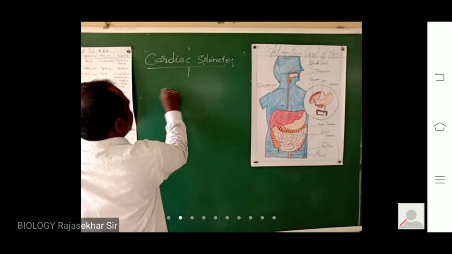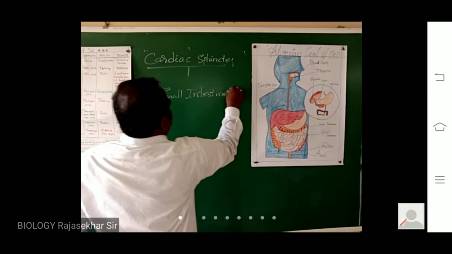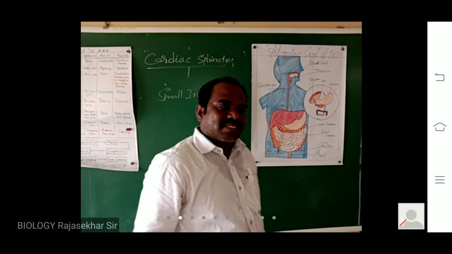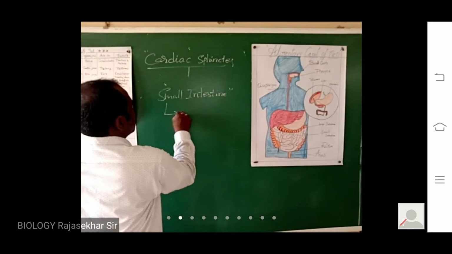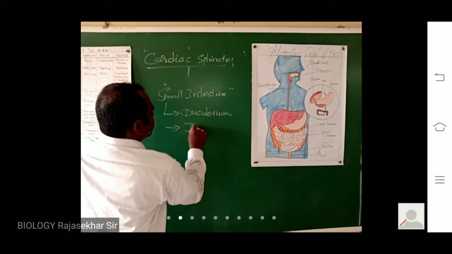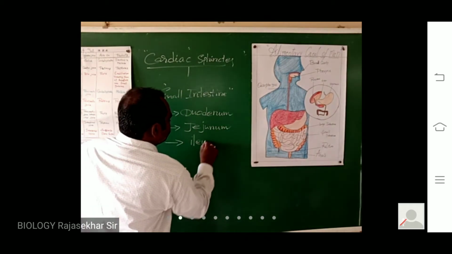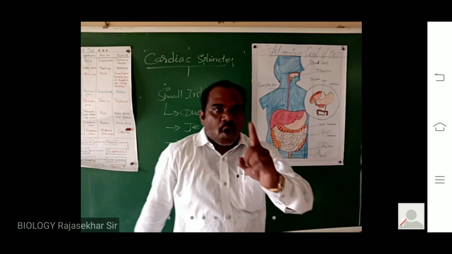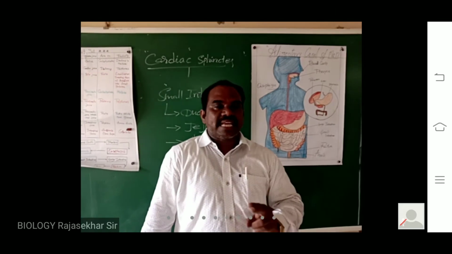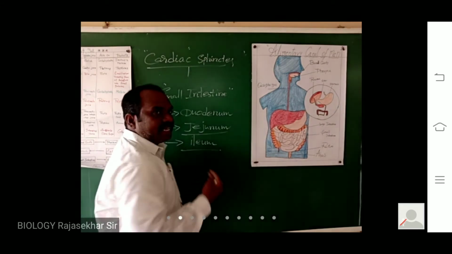Small intestine. Small intestine consists of three parts. One is duodenum. Second one is jejunum. Third one is ileum. Small intestine consists of three parts: duodenum, jejunum, and ileum.